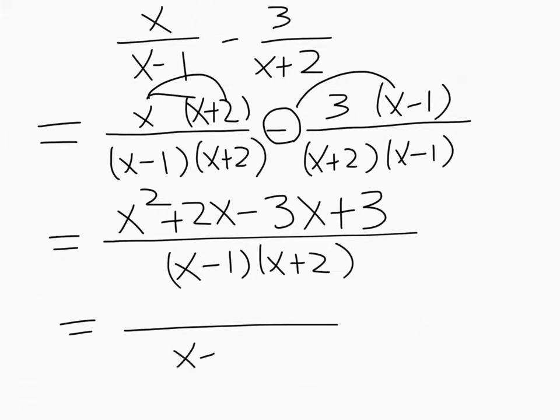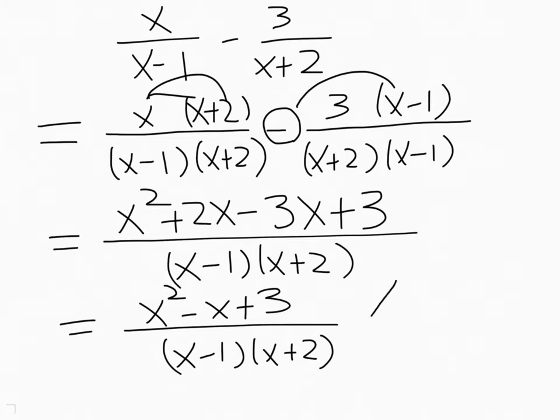So now we can go ahead and simplify like terms. We have x squared minus x plus 3. Don't forget to exclude the x values that make your denominator equal to 0. So in this case, my x cannot be 1, nor can it be negative 2.